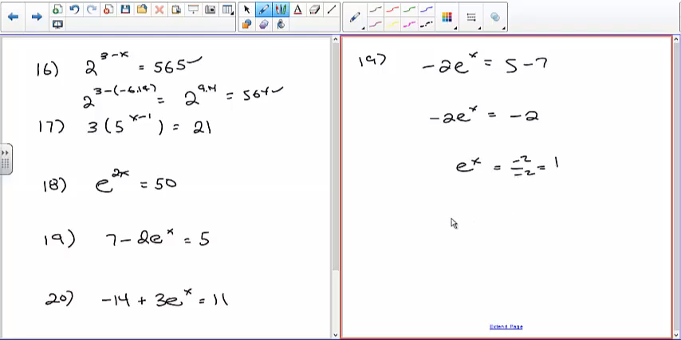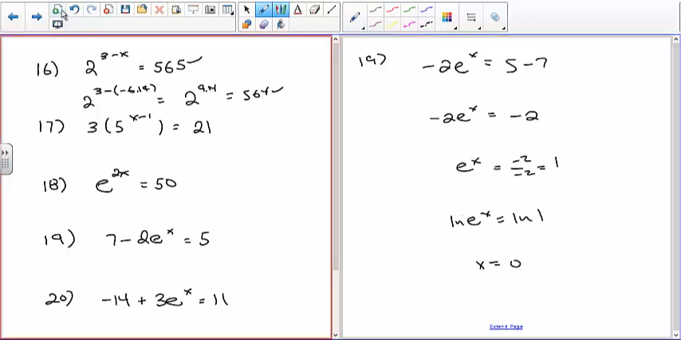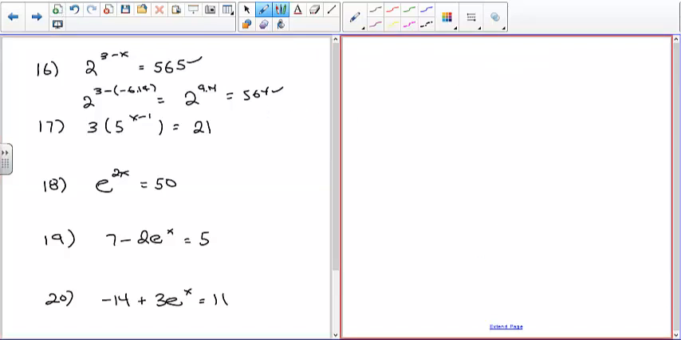And then you can take the natural log of e to the x equals the natural log of 1. The natural log of e to the x is x, and the natural log of 1 turns out to be 0, so you get 0. And if you plug this back in, e to the 0 is equal to 1, so you get 1 times negative 2, and 5 minus 7 is negative 2, so that all works out well. So that was number 19. Number 20, same kind of deal.